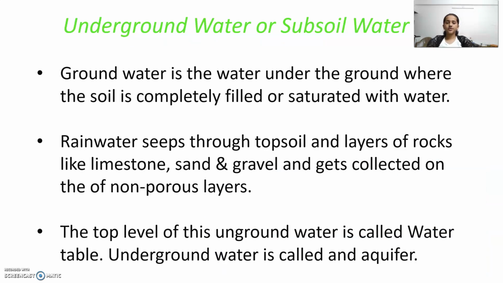Underground water or subsoil water. Groundwater is the water under the ground where the soil is completely filled or saturated with water. Rainwater seeps through topsoil and layers of rocks like limestone, sand, and gravel and gets collected on the non-porous layers of earth. The top level of this underground water is called the water table. Underground water is also known as an aquifer.